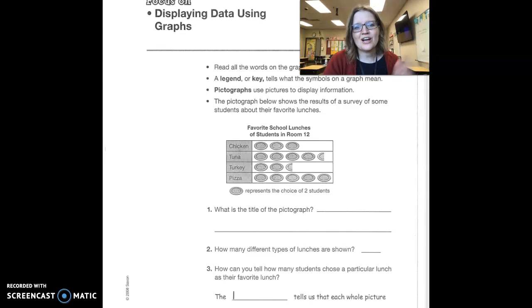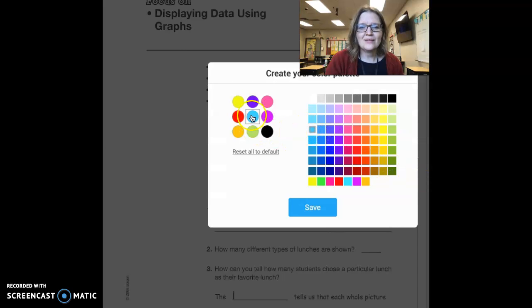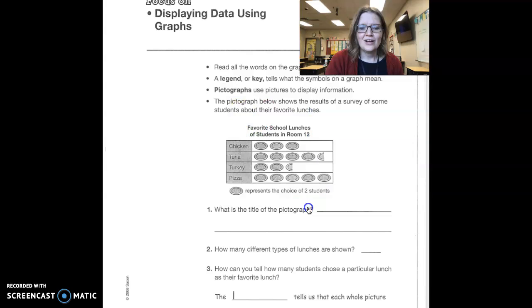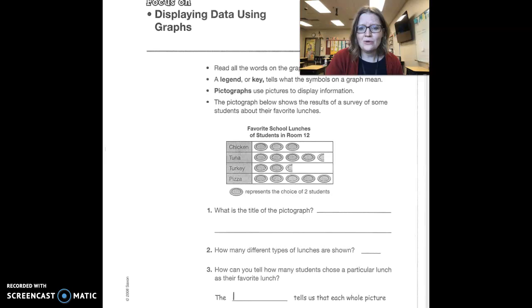Hi, today we are talking about displaying data using graphs in this investigation. And let's see, I'm getting out my colors. The thing that I love about graphing is that you can have an automatic understanding of what your data is. And it's really fun. So let's begin.